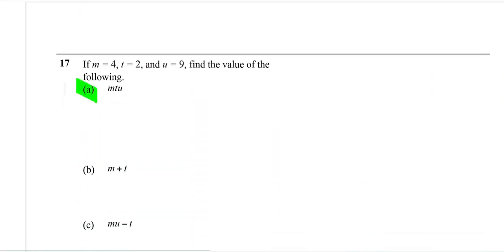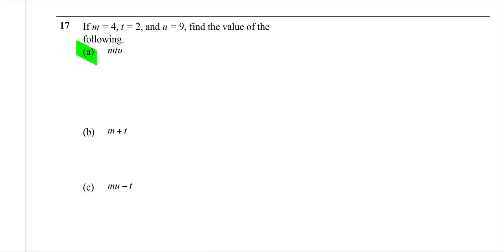Okay, so they're called substitution questions. This one has got 3 different letters. This is still substitution. m is equal to 4, t is equal to 2, and u is equal to 9. You've got all these different things that you're going to sub into. So the first one, m, t, u, when they're all next to each other, they are all times. First line, we sub in. m is 4 times t, which is 2, times u, which is 9. 4 times 2 times 9. What does that equal? 72. Good.